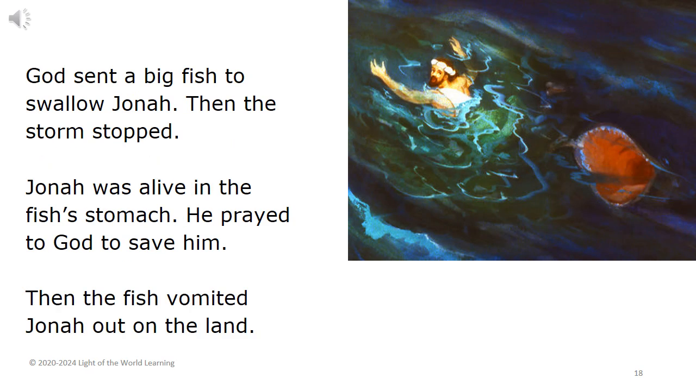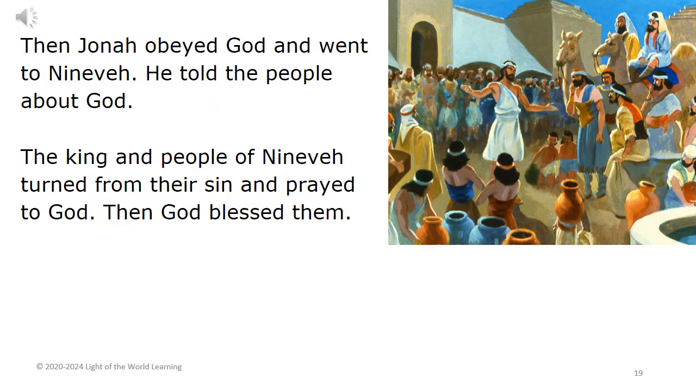God sent a big fish to swallow Jonah. Then the storm stopped. Jonah was alive in the fish's stomach. He prayed to God to save him. Then the fish vomited Jonah out on the land. Then Jonah obeyed God and went to Nineveh. He told the people about God. The king and people of Nineveh turned from their sin and prayed to God. Then God blessed them.